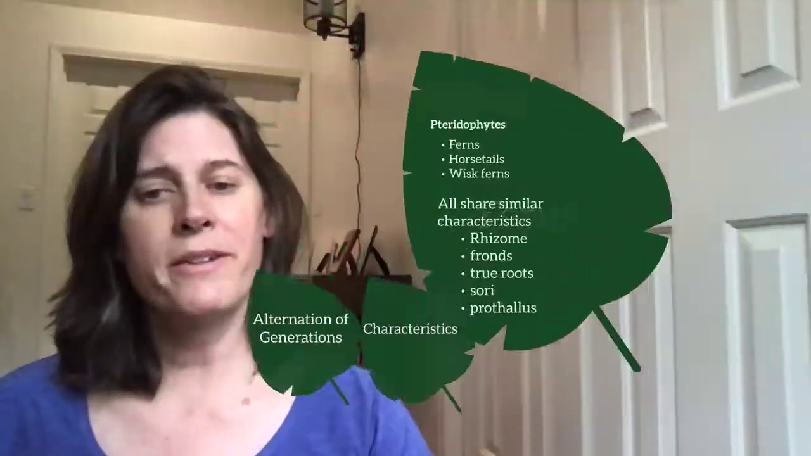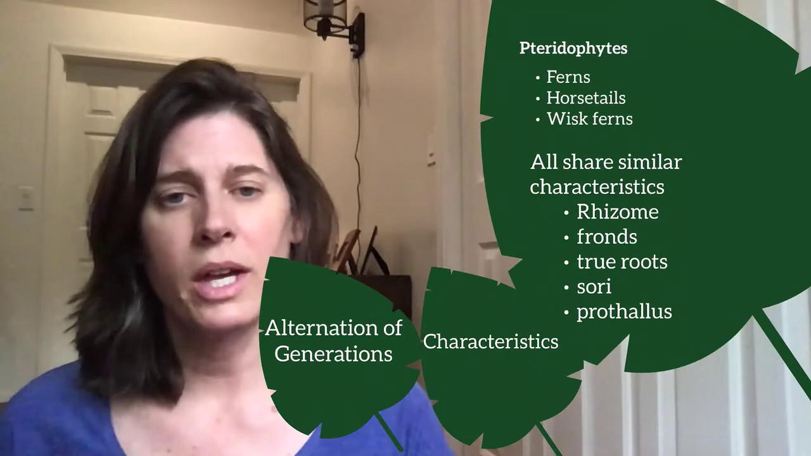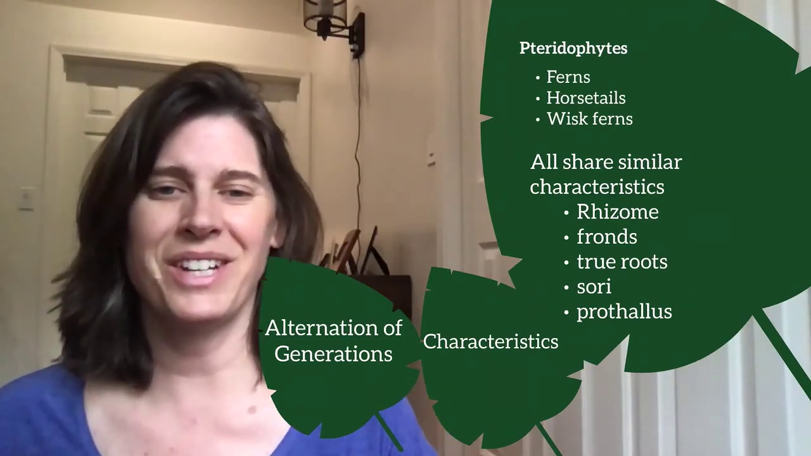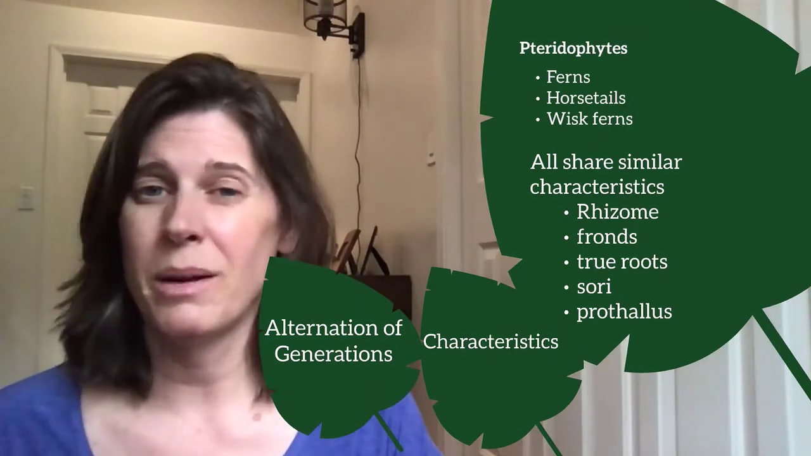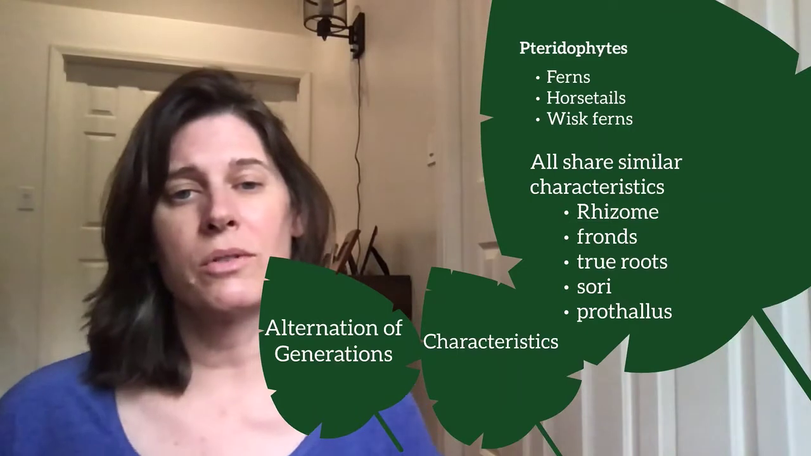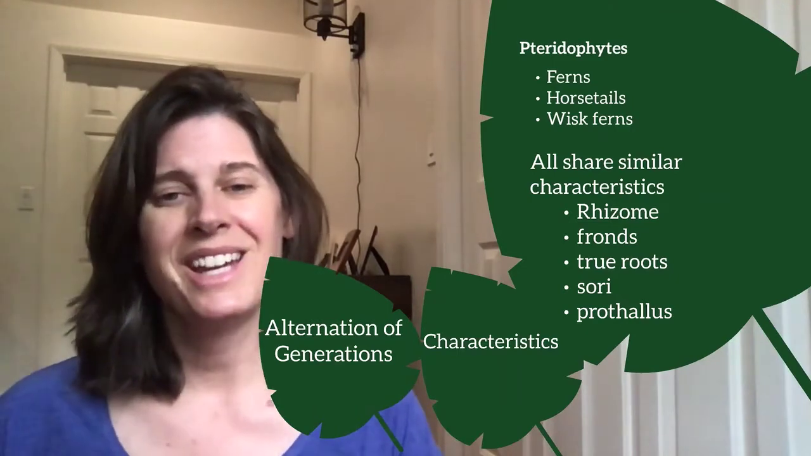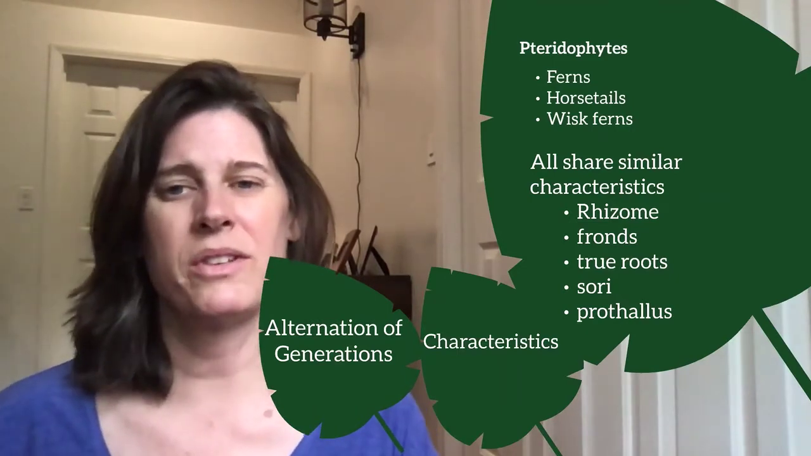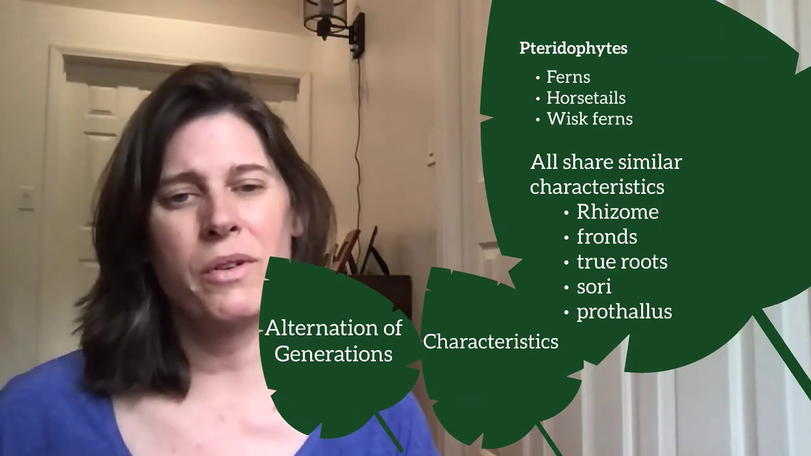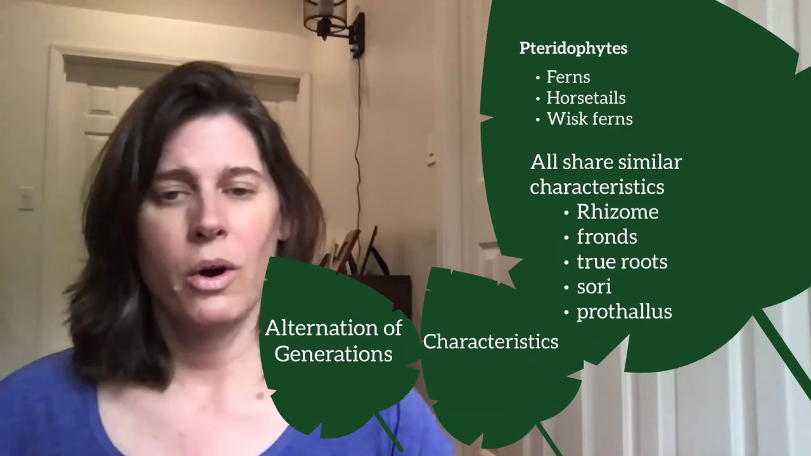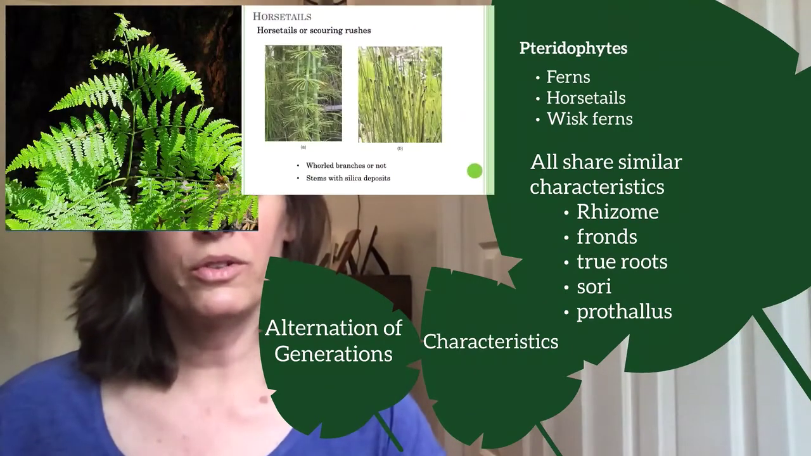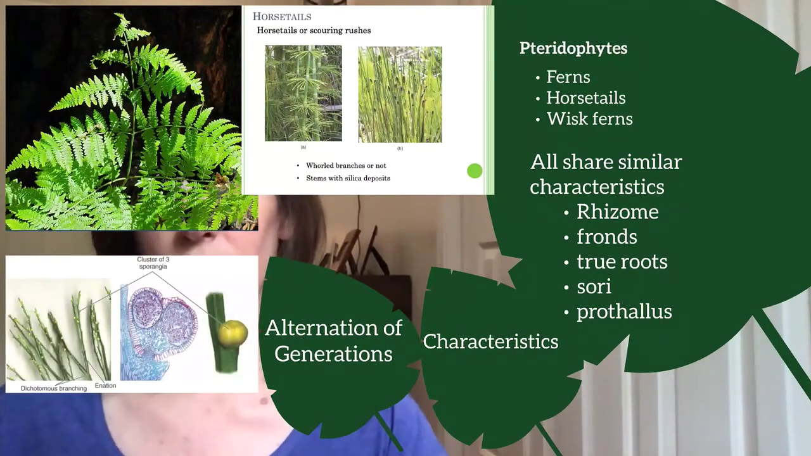All right, the more familiar group are the ferns, the pteridophytes. Again, don't worry about the scientific name. If you remember it, great, but I'm not going to require you to remember it at this point. It's a pteridophyte. You don't pronounce the P, just pronounce the T. And these are groups of plants referred to as ferns, horsetails, and whisk ferns.